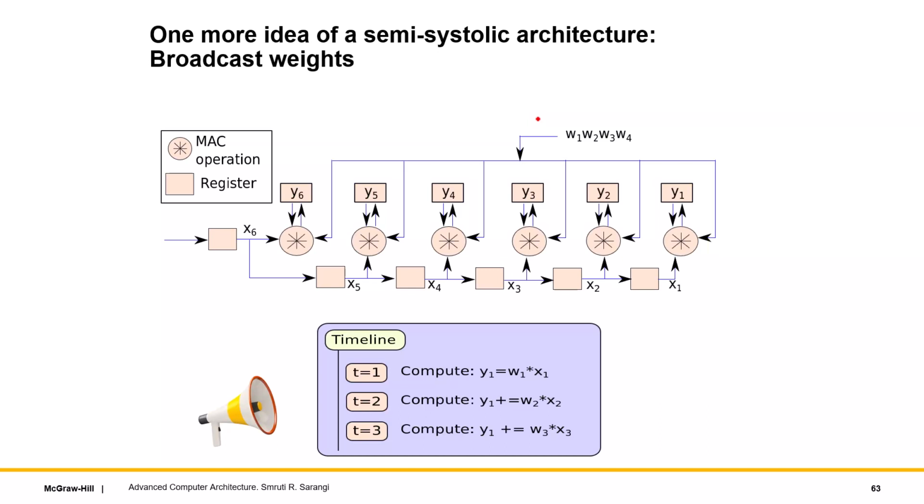But let's first look at one more idea for a semi-systolic architecture, which is to broadcast the weights. In this case, we basically send all our inputs, so this would have x1, x2, x3, x4, x5, etc. And what we would do is broadcast w1 first. So this would compute w1 into x1 and store it here. Then you do w2 x2. So then the next cycle it would compute y1 plus equal to, plus equal to being the most important, w2 into x2, so on and so forth.